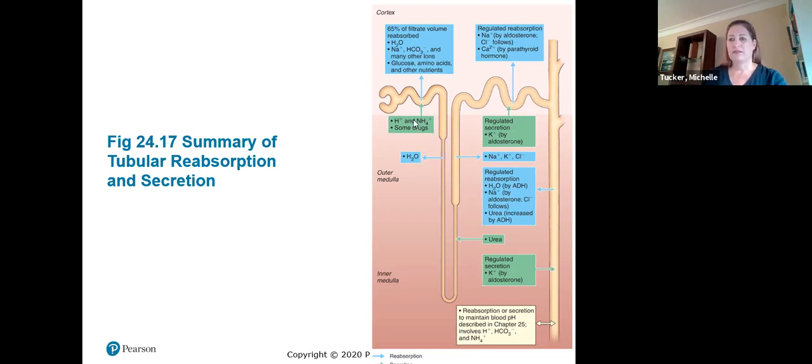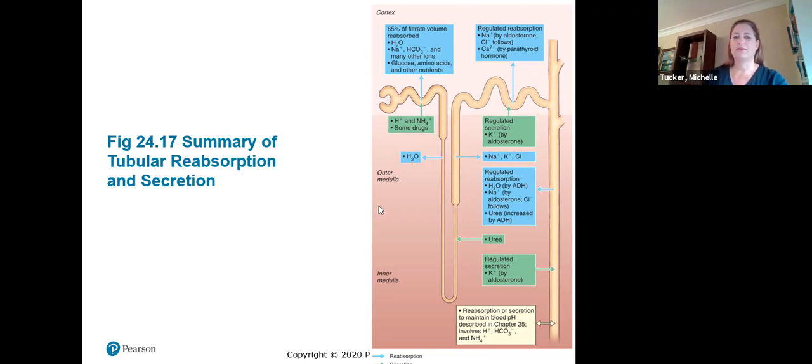Hydrogen ions can also be secreted. Bicarbonate can be reabsorbed or secreted depending on acid-base balance. We're going to leave hydrogen ion secretion and bicarb secretion and reabsorption for next week when we're going over fluid balance and acid-base.